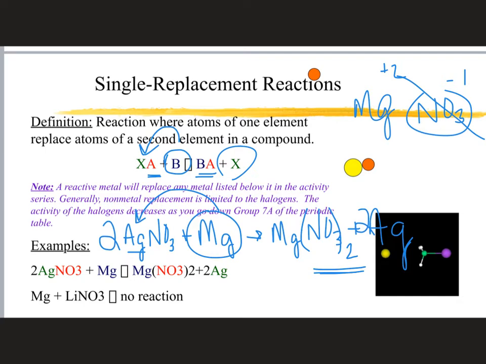So let's talk about this next one. Here, magnesium is trying to replace lithium. So it turns out there's a catch to single replacement reactions. Some things can replace others, where some things cannot. So what we have to check always is the activity series. We're going to go over that on the next slide, and you're going to see that magnesium is higher than silver, but lower than lithium. So here it cannot replace the lithium, but it can replace the silver.